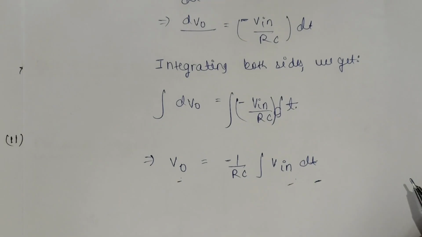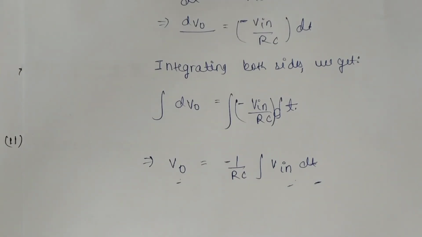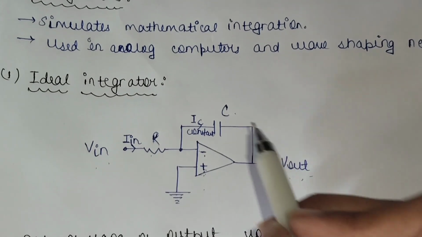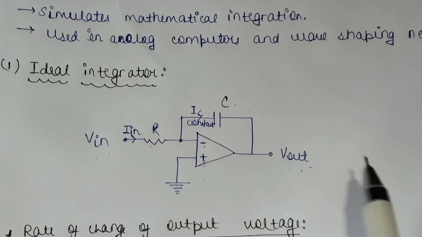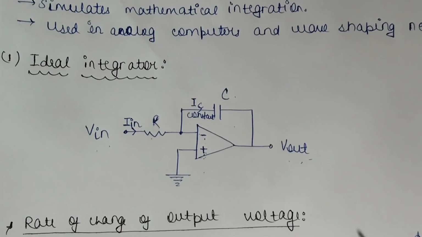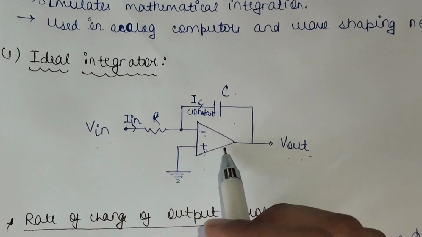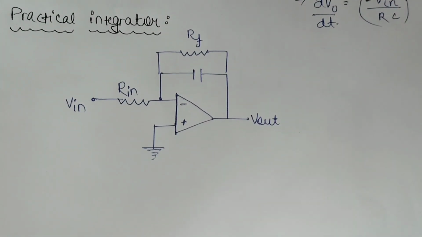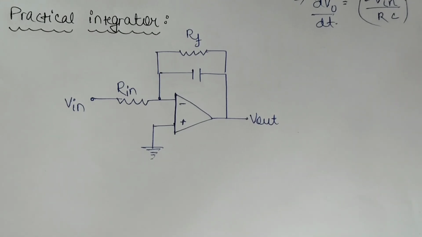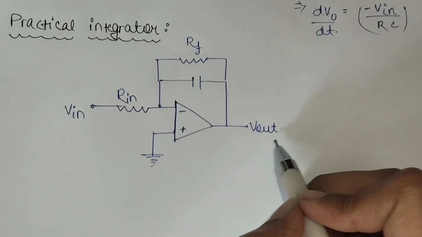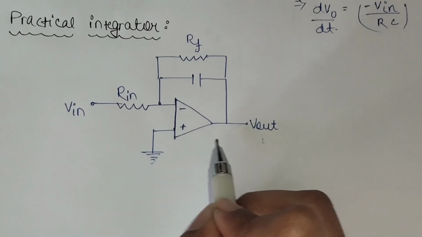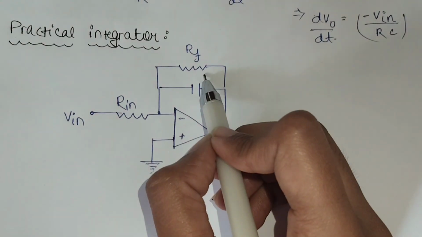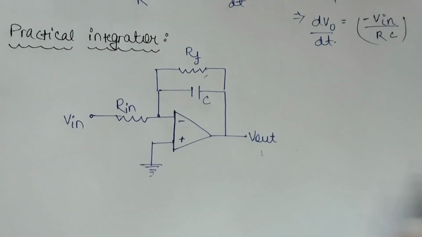Now we will discuss the practical integrator. In the ideal integrator, a capacitor is used in the feedback path which is open to DC. This implies that the gain at DC is the open loop gain of the op amp. But in a practical integrator, any DC error voltage due to offset error will cause the output to produce a ramp that moves toward either positive or negative saturation. So in a practical integrator, we use a feedback resistor also in parallel with the capacitor.